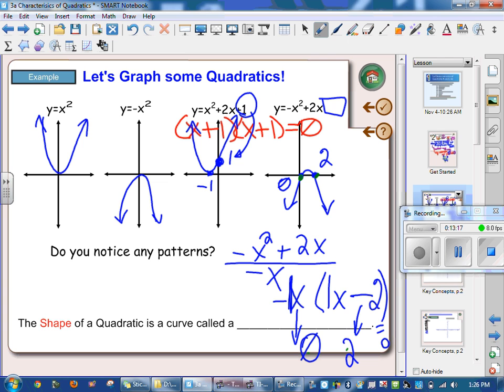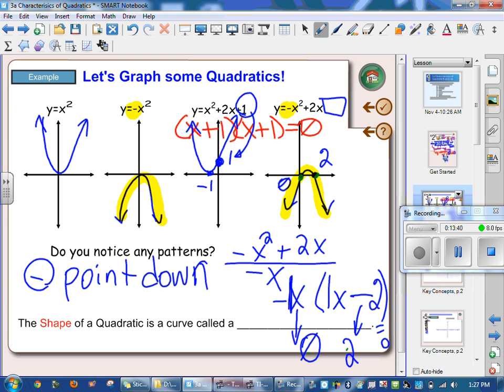Thank you. So if we take a look up here, the pattern we see is everything with a negative is going down. Okay, the negatives are going down. That's what we're seeing. So we have negatives point down. That's one of the big things we saw. What else do we notice? What about the shape of our graph? What kind of shape do we have? It's like a U, and like a hill, right? We have a hill and a U.